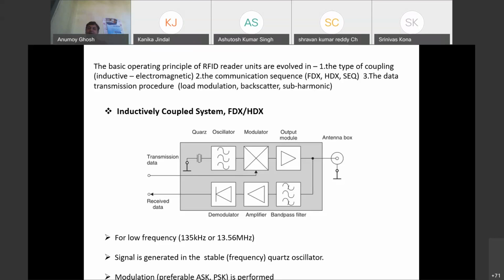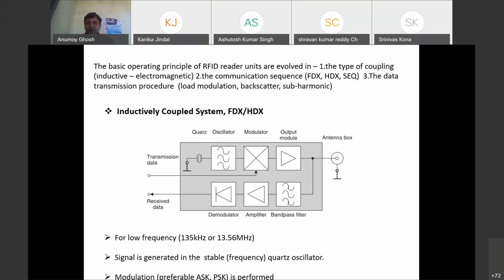And inductively coupled, as the term says, means that it will be using Faraday's law of induction, which means the tag and the reader will be in the near field region. Whenever they are in the near field region, as we have discussed in our previous table, the frequency of operation will be very low, that means in the range from 135 kilohertz to 13.56 megahertz.